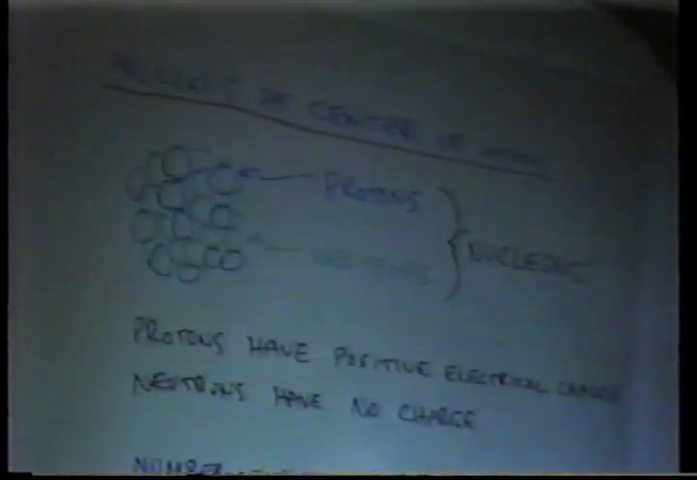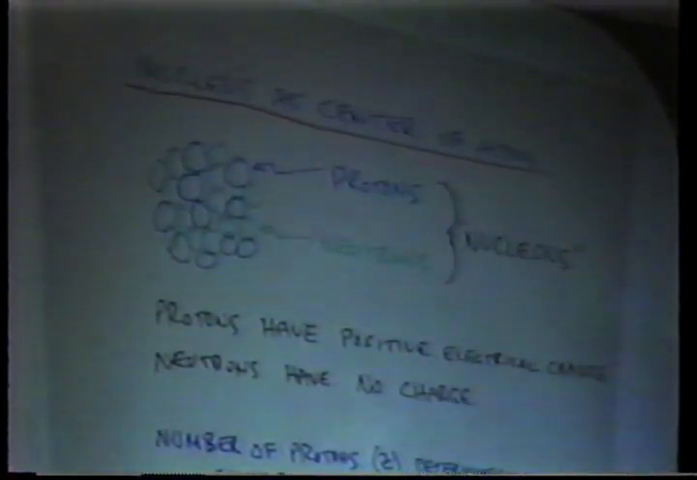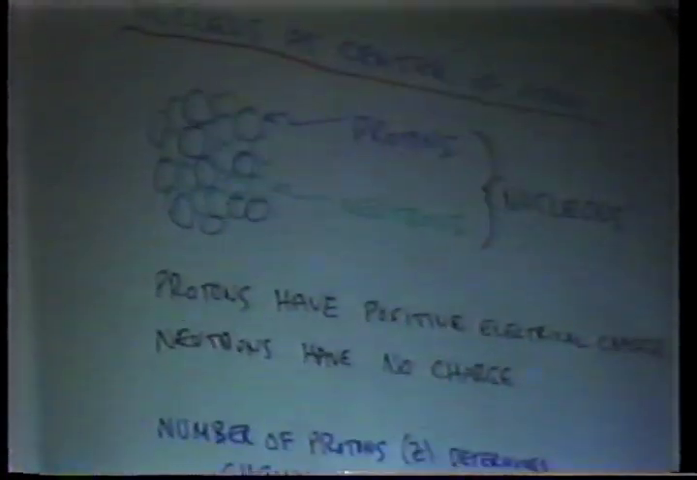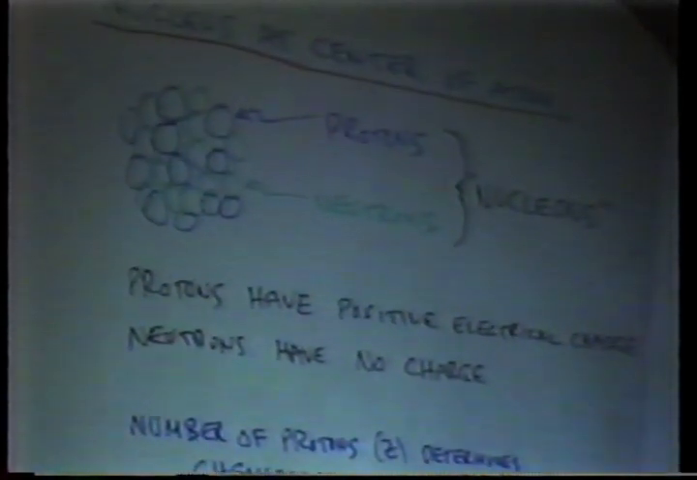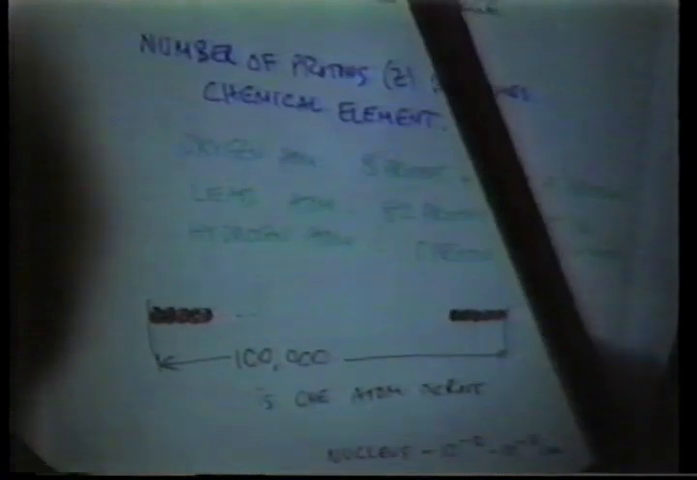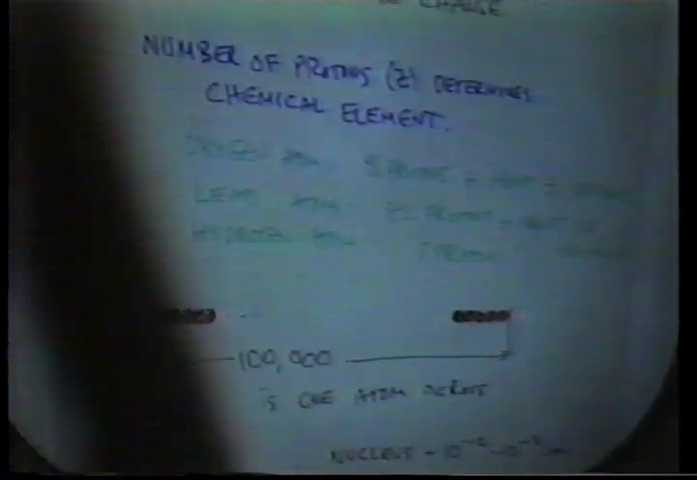And the nucleus is made of several particles. One's called the proton, and one is called the neutron. And the proton has a positive electric charge, and the neutron has no electric charge at all. The size of an atom, the size of a proton or neutron, or in fact the size of a nucleus, is a tiny fraction of the total volume of an atom.